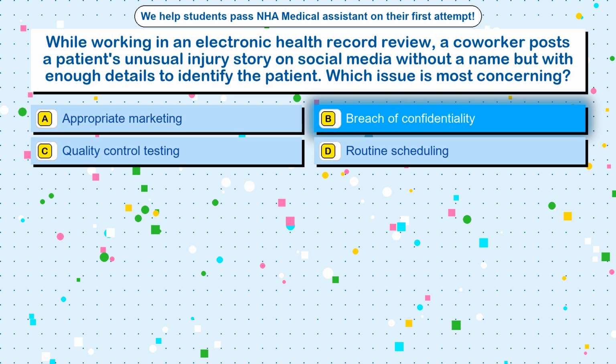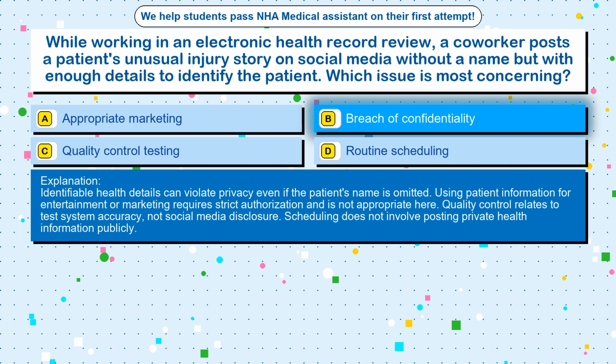Breach of confidentiality. Identifiable health details can violate privacy even if the patient's name is omitted. Using patient information for entertainment or marketing requires strict authorization and is not appropriate here. Quality control relates to test system accuracy, not social media disclosure. Scheduling does not involve posting private health information publicly.